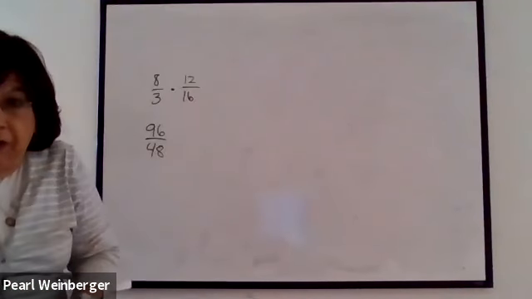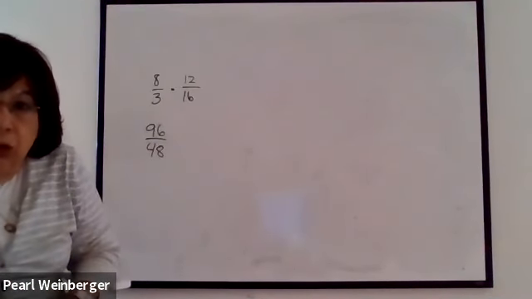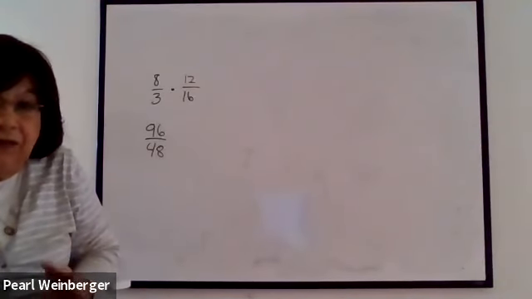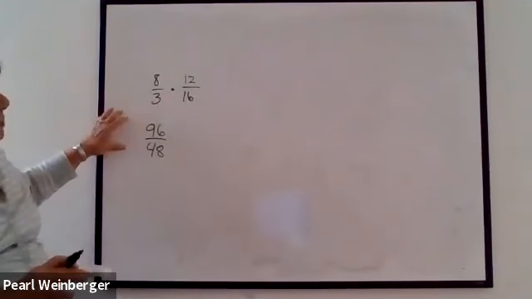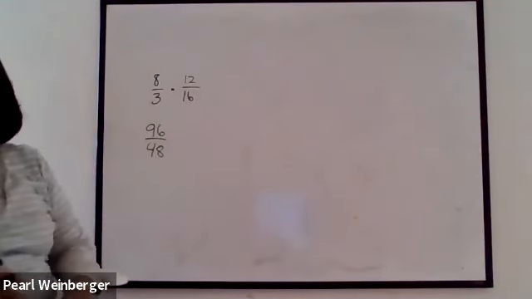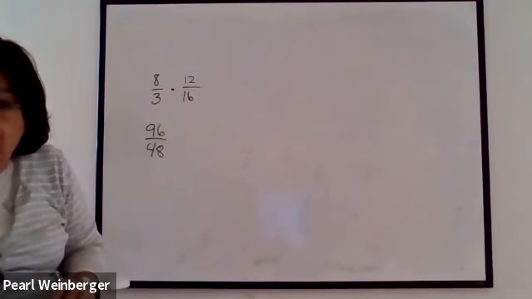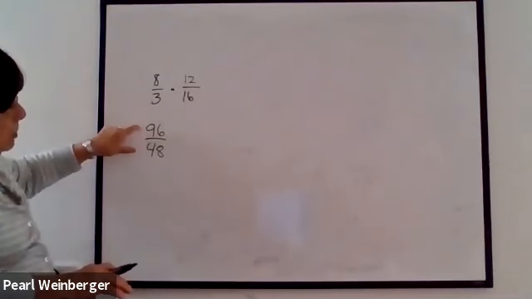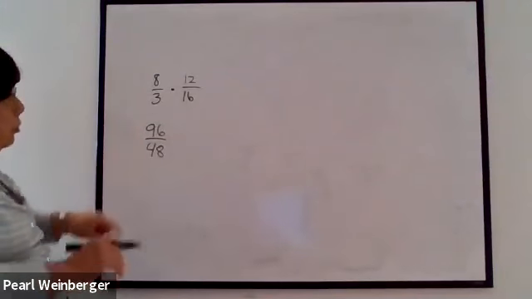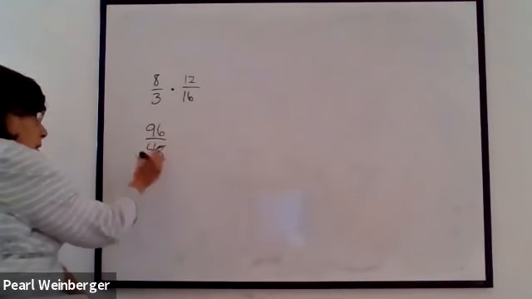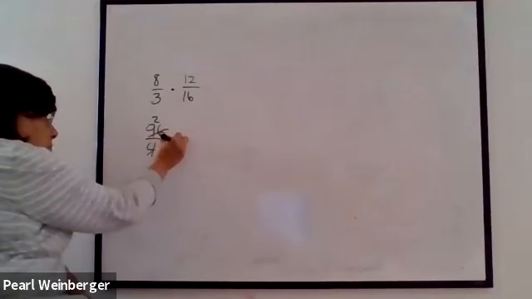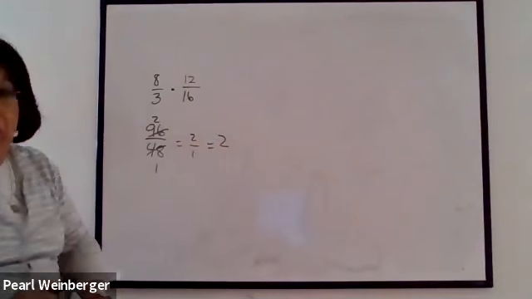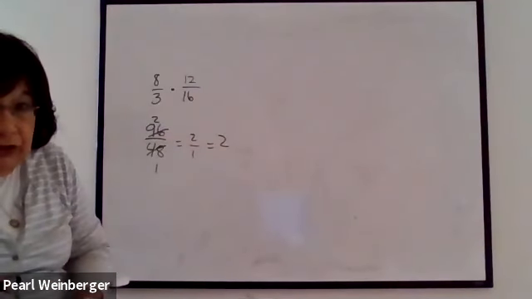That's the basic method. The only thing that's wrong with this method or makes it difficult is that you then have to reduce the fraction. And sometimes with this multiplication, you get some pretty high numbers. In this case, I got a 96/48. Now, if you notice, 48 goes into 96, so I could reduce this to 2/1, which is 2. That is one way of multiplying fractions.